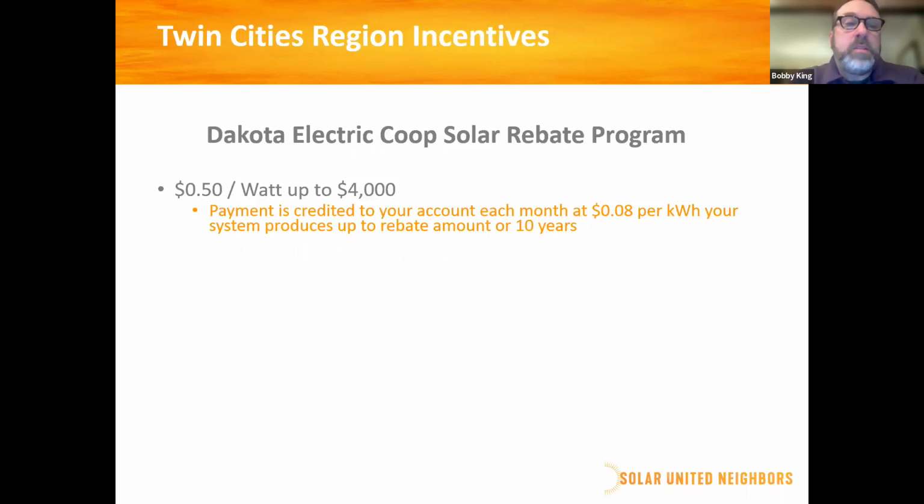If you live in Dakota Electric Co-op area, they also have an incentive. They pay 50 cents a watt up to 4,000, and they pay it each month at 8 cents per kilowatt hour over 10 years. And they figure out how much they're going to pay you over 10 years by giving you 50 cents a watt to the size of your system. They kind of combine two different ideas there.